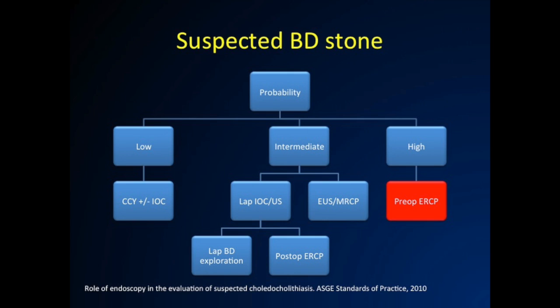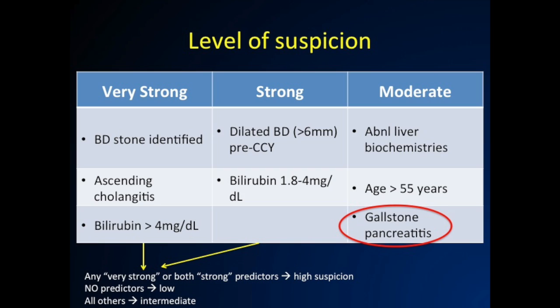So you would manage according to the result of that. And then if it's high probability, I put this in red because the ASGE recommends a preoperative ERCP. Although again, if you're in a really expert center and they have a gallbladder that needs to come out and the surgeon feels comfortable, it's still not unreasonable, in my opinion, to go laparoscopy first because it's fairly low morbidity, and then do ERCP as rescue and try to spare them a second procedure.